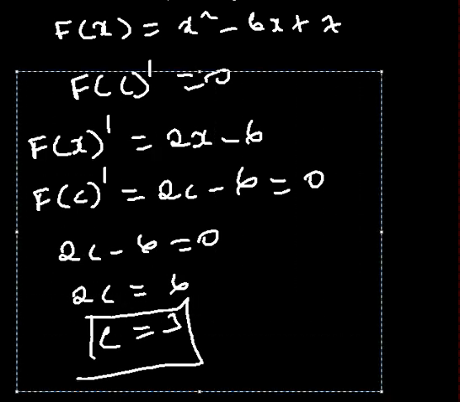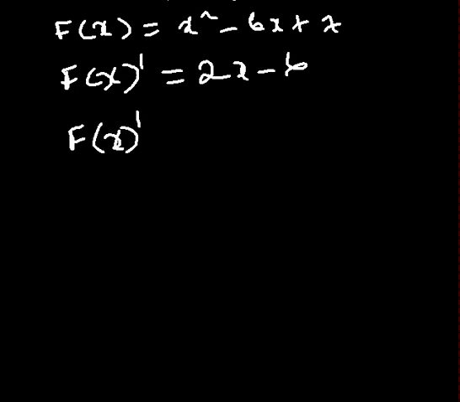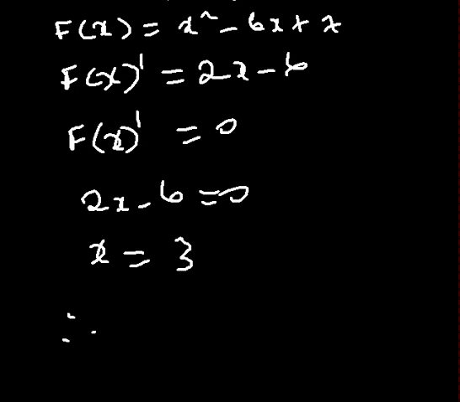Or else you may think of having it in this format. First we take the first derivative, which is given as 2x minus 6. From there we equate the first derivative to 0, that is 2x minus 6 is equal to 0. For this case x is equal to 3, and therefore we conclude that the critical value is 3. You can also do it in the same way.